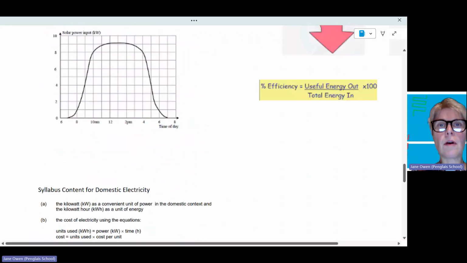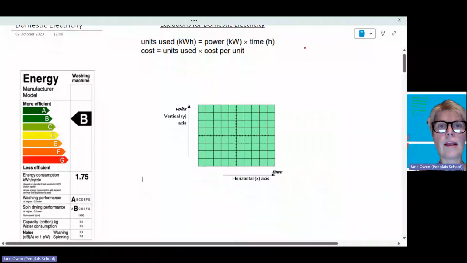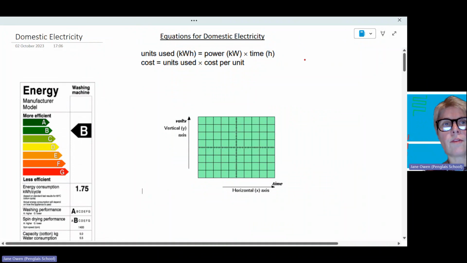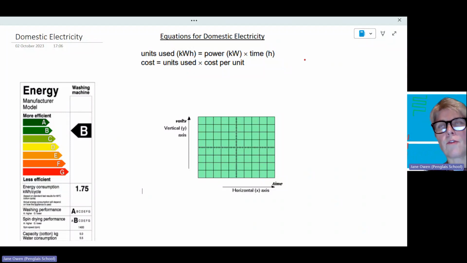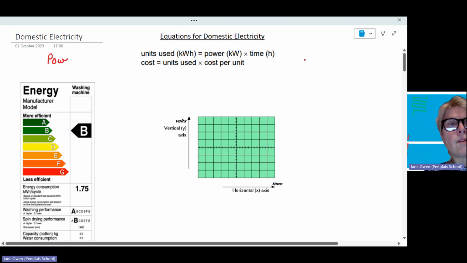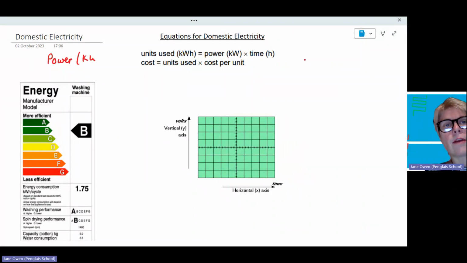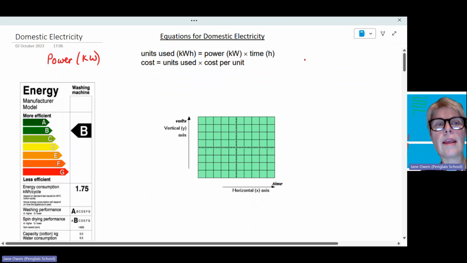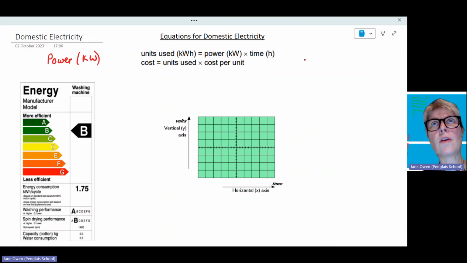So if we go up and start at the beginning, in domestic electricity we use two units which are slightly different to what we've been using in circuit electricity. Power is measured in kilowatts as opposed to just watts. You know that there are 1000 watts in a kilowatt. When you're talking about domestic electricity, we're using quite a lot of power, so instead of saying 3000 watts, we shorten it to say a 3 kilowatt kettle.